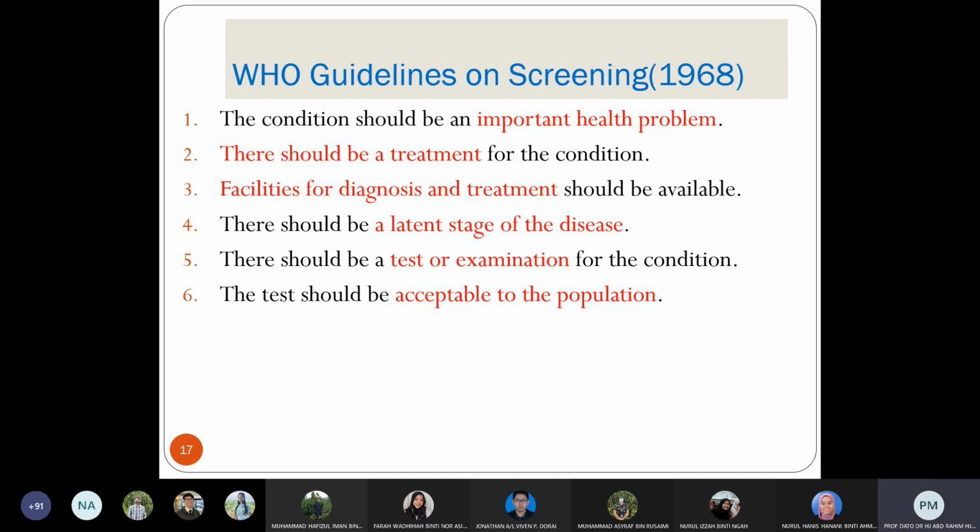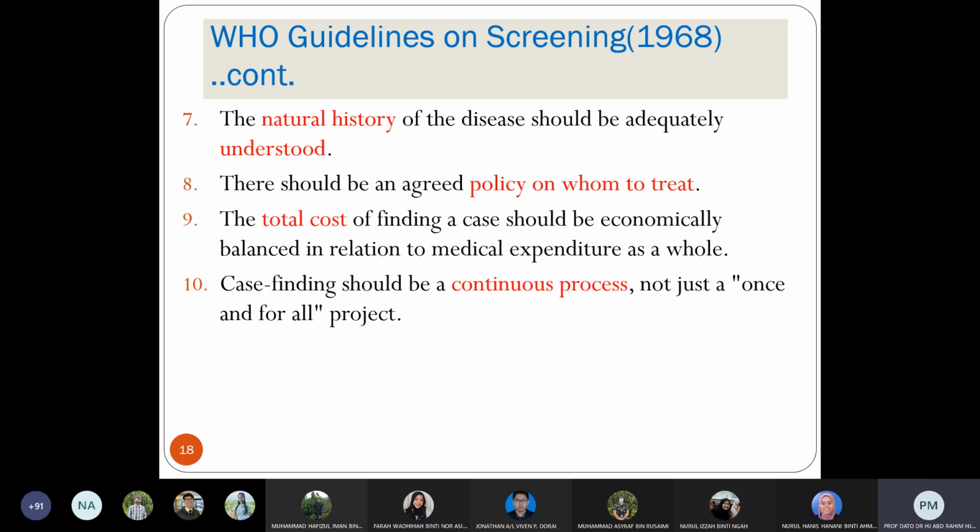Latent stage of the disease is like the incubation period. There should be tests or examination for the condition. It should be acceptable to the population, with no discomfort and so on. The natural history of the disease should be adequately understood. This is also another area where, for the current one, it is still not yet really understood. So by right, screening tools should know the natural history of the disease, and it should be understood.